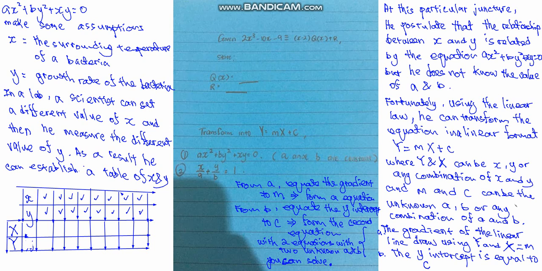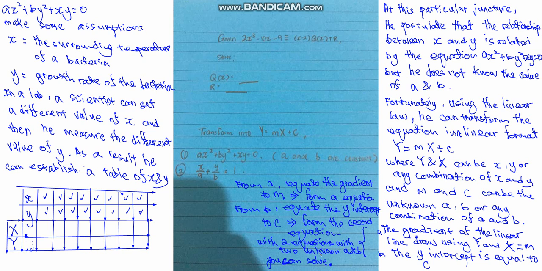So m and c can be the unknown a, b, or any combination of a and b. But the thing is, you can form an equation. The gradient of the line is equal to m, and this m can be a, b, or a combination of a and b. Similarly, for the y-intercept, you can obtain the value from the straight line and equate it to c. c also can be a or b, or a combination of a and b. From there you form the second equation.